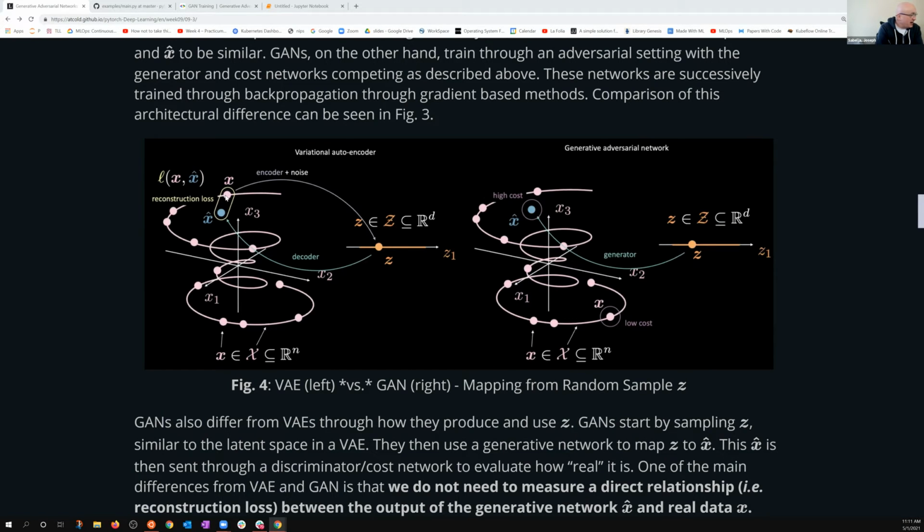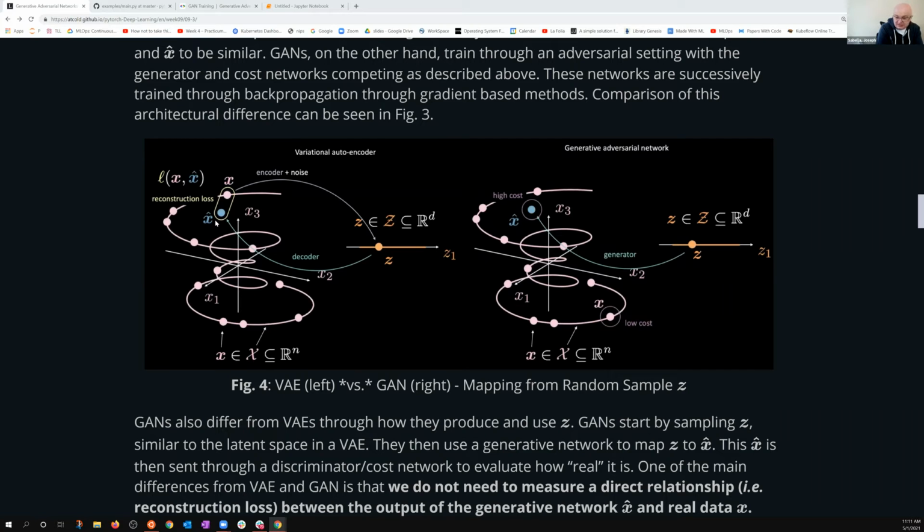We encoded it and landed on the Z space. And then we used a decoder to map it back into the X space, and we landed somewhere in the X space, and that's the X hat. So the loss function is the reconstruction loss, which is the distance between X and the reconstructed X, which is X hat.